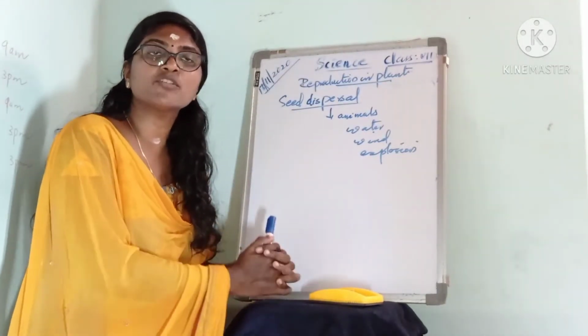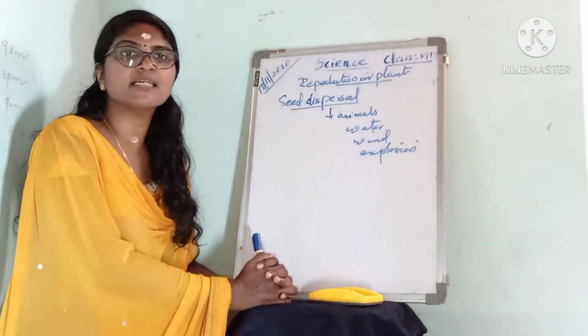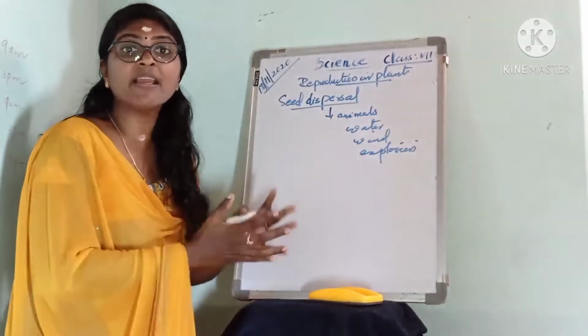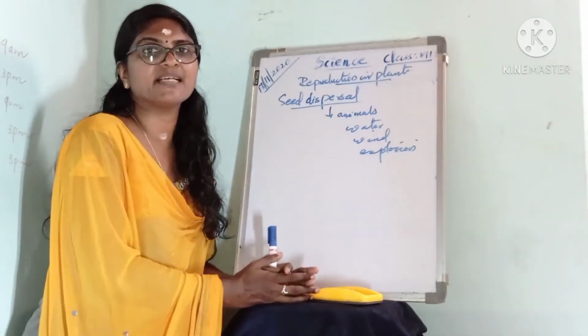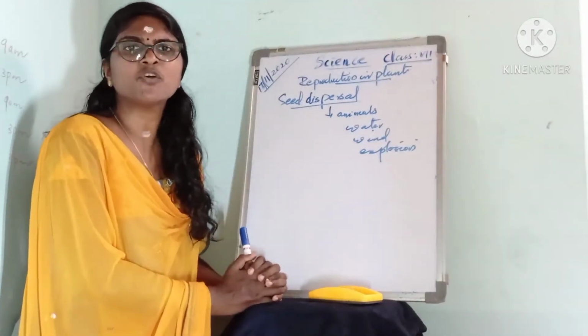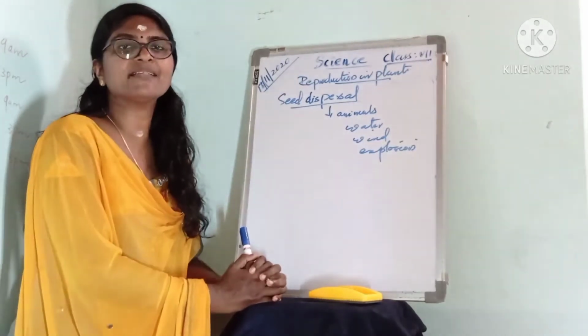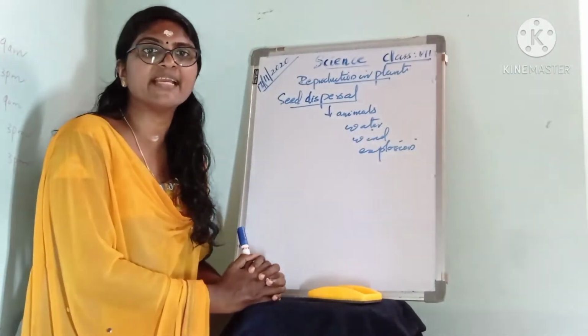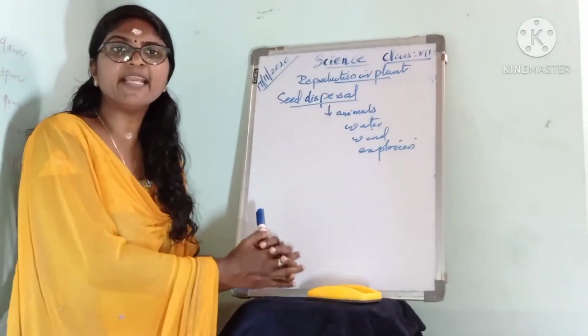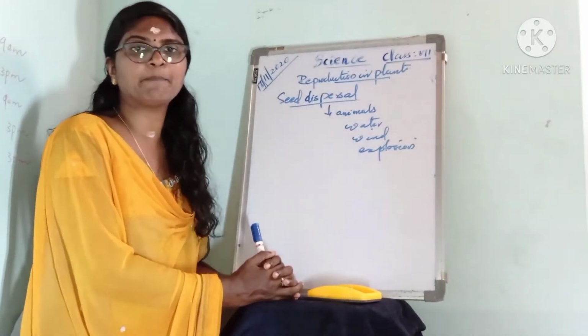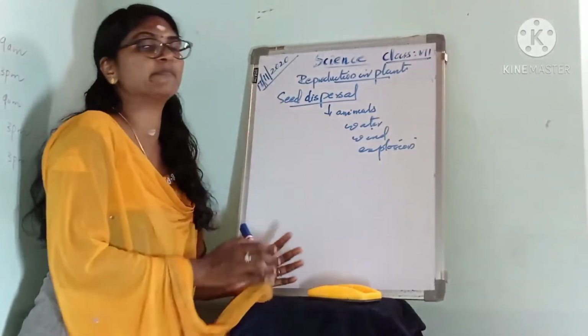It is also essential that the seeds are spread out to faraway places from the mother plant, so that the new plants have enough space, nutrients, water and sunlight. And the spreading of seeds from the mother plant is known as seed dispersal.